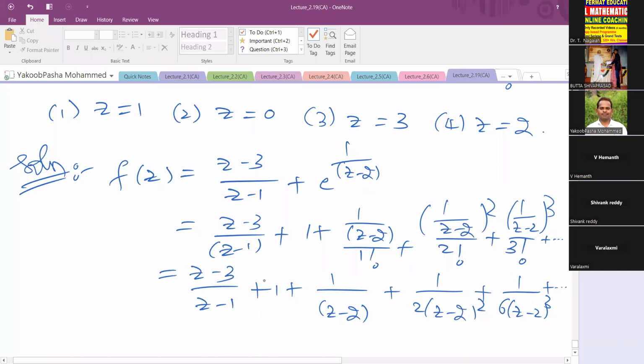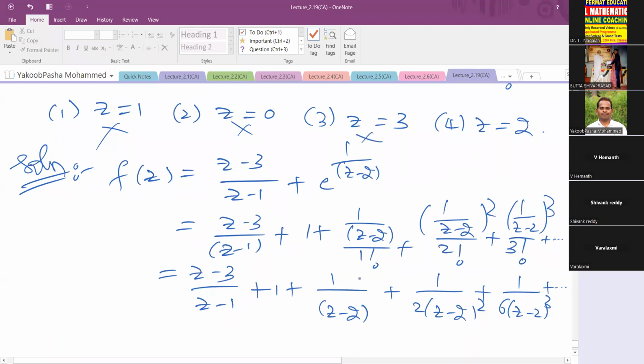Okay. At z equal to 1, it is a pole, but it is a simple pole. It has only one term. So z is equal to 1 is not an essential singularity. Z equal to 0 is also not. At z equal to 3, it is an analytic part; the function will be analytic, well defined. So z is equal to 3 is also not.